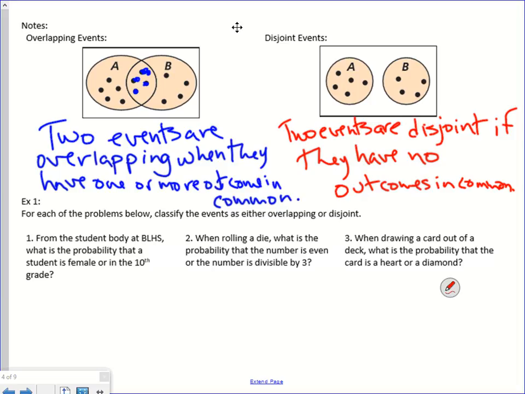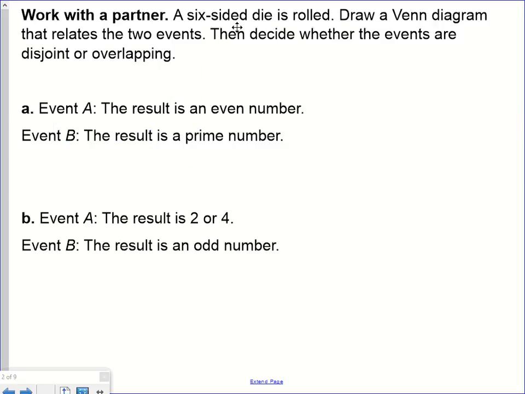Okay, now let's jump back up to the warm-up section. So it says a six-sided die is rolled. Draw a Venn diagram that relates the two events. Then decide whether the events are disjoint or overlapping. So we're going to draw a Venn diagram just like down there in your notes. Our first problem says we're going to roll a die, and we want to know when the result is an even number or the result is a prime number. Those are our two events.